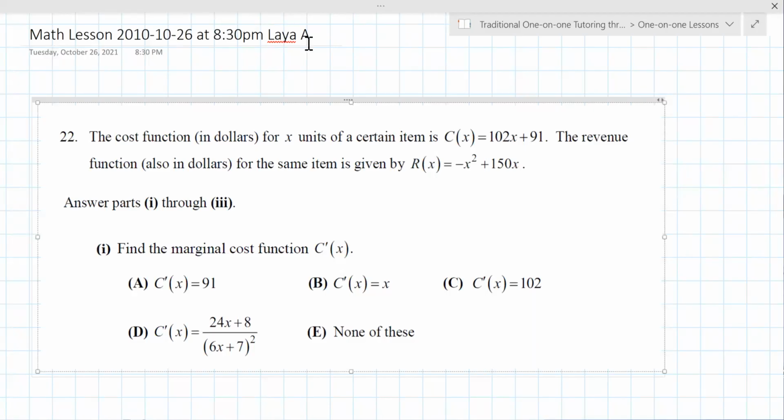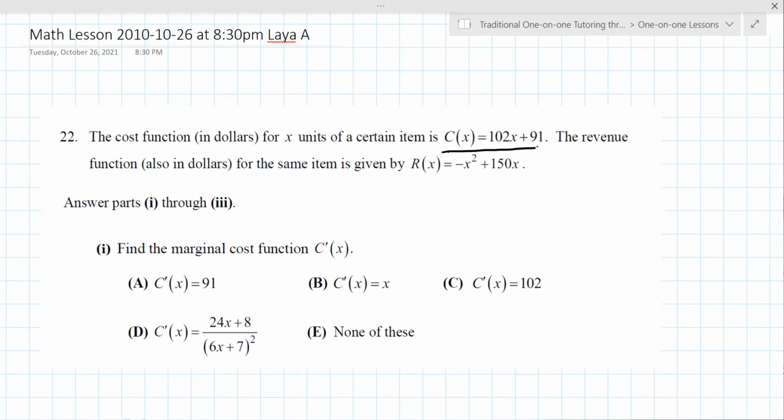Okay, should be able to see the screen now. The cost function in dollars for X units of a certain item is given. So they give you the cost function. The revenue function for the same item is given here.